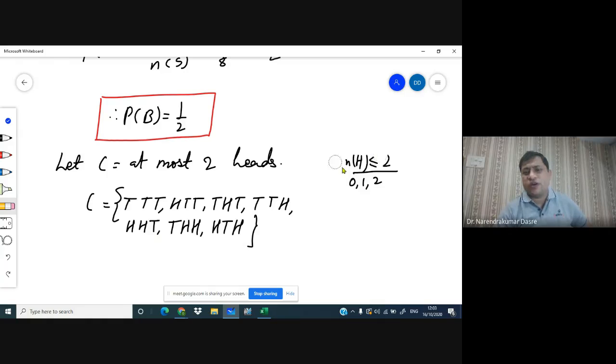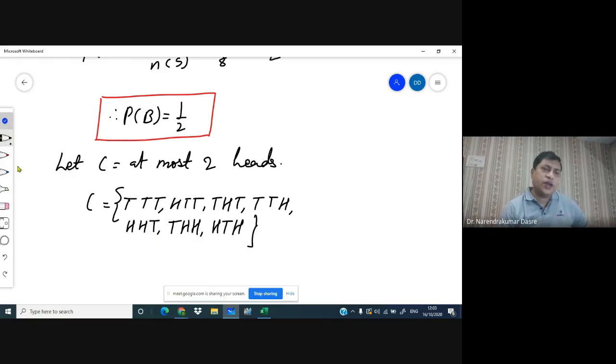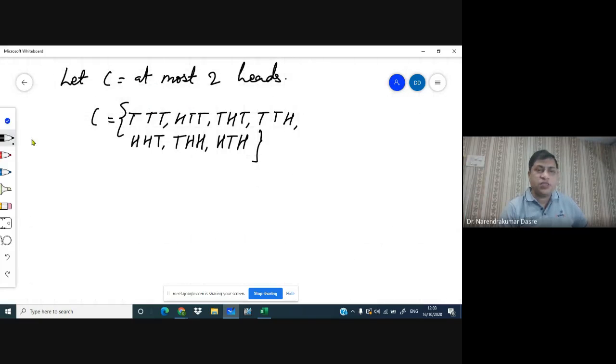Okay, and once we got the sample points in the event C, we need to check how many sample points we have. The number of sample points in C, you can count, and this count is 7. So the number of sample points in the event C is going to be 7.